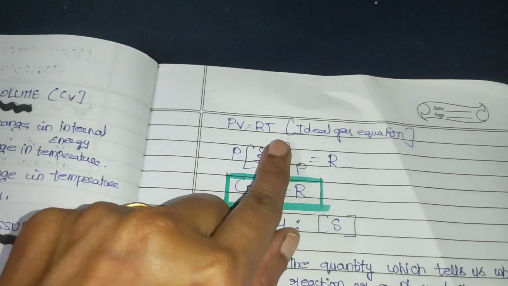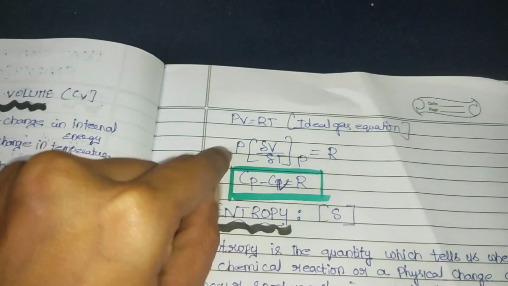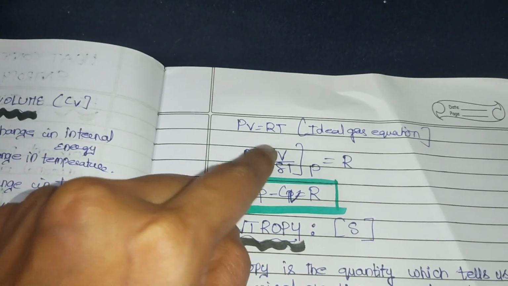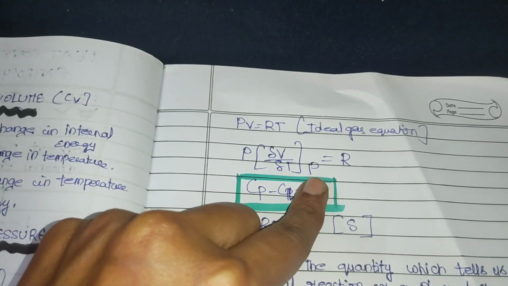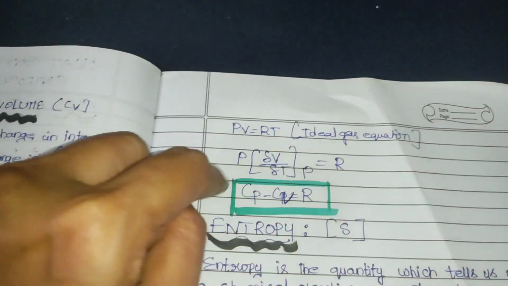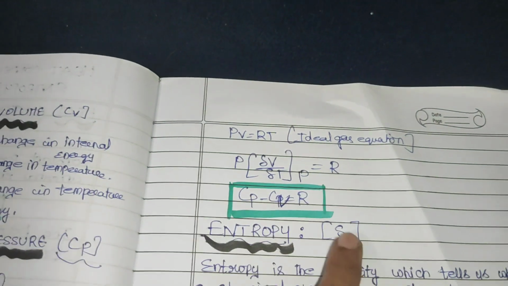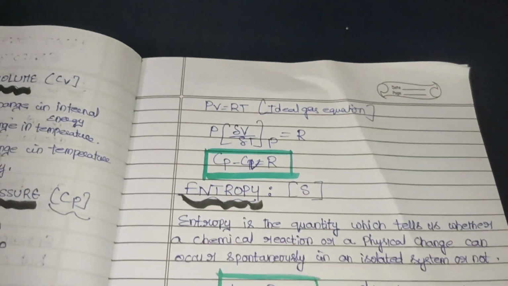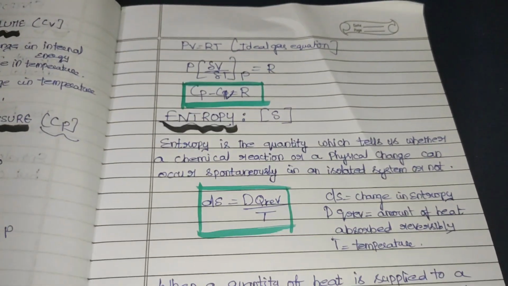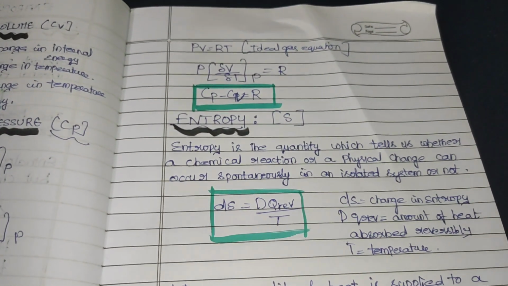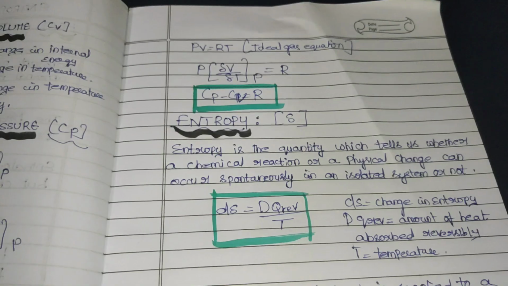We know that PV is equal to RT, the ideal gas equation. So P into the partial derivative of V with respect to T at constant pressure is equal to R. So Cp minus Cv is nothing but R. That is the final equation: the relation between Cp and Cv is the gas constant R.